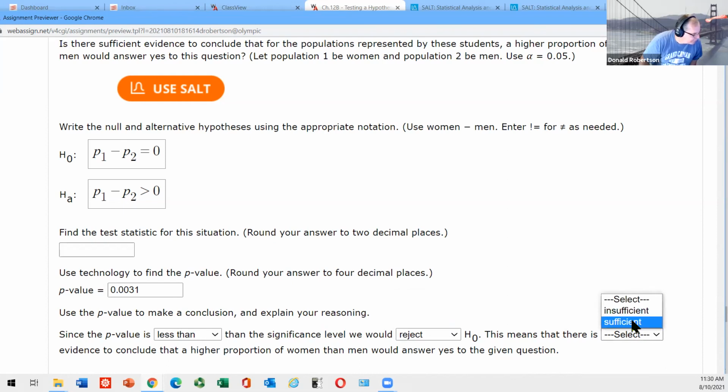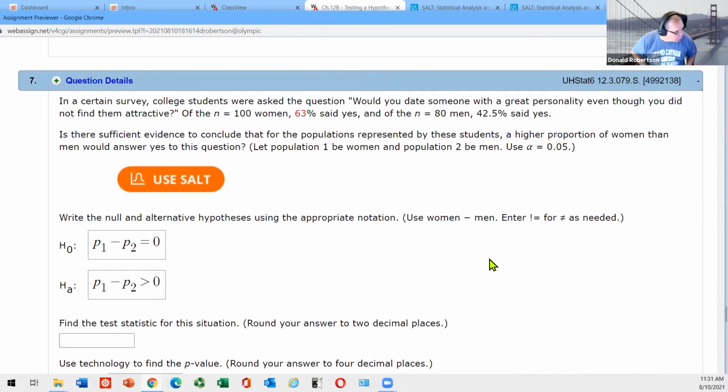This means that there is sufficient evidence. Okay. So what we've proved here is that women would be more likely to date someone that had a great personality, even if they didn't find them attractive, than men. So that just proves how superficial men are, right? Compared to someone.